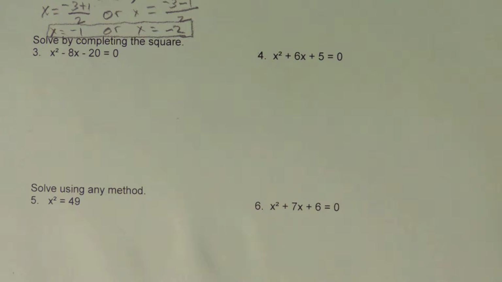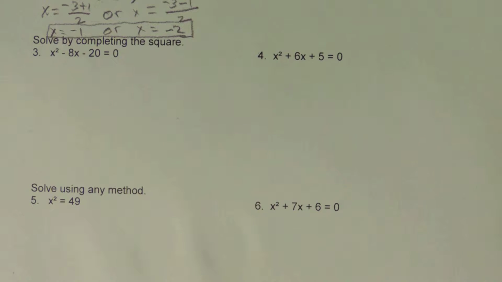Unit 5, practice test number 3, quadratic equations. The instructions for number 3 say solve by completing the square. Completing the square does essentially the same thing as the quadratic formula, except you work through the process, you work through the steps instead of plugging into the formula.